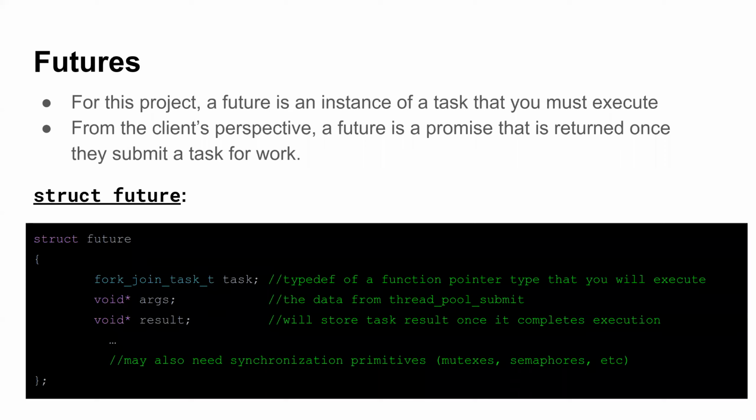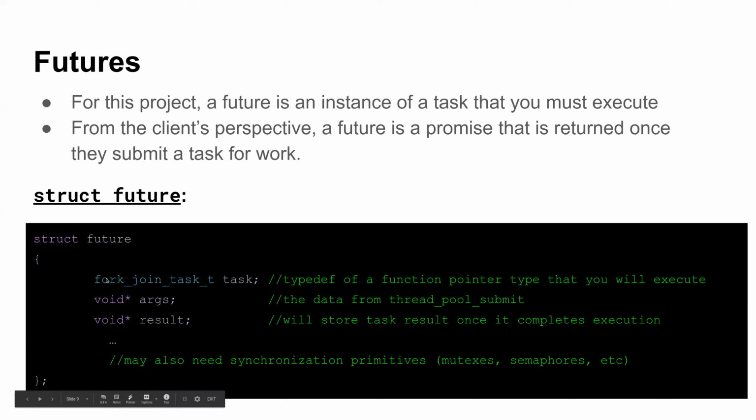So futures are basically an instance of a task that you must execute. And from a client's perspective, a future is a promise that is returned once they submit a task for work. And I think the analogy I've sort of heard again and again is a future is sort of a receipt. So when you call threadpool_submit with a task, it'll return a future.